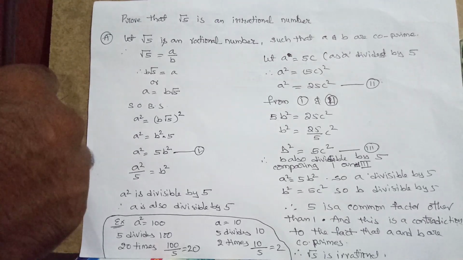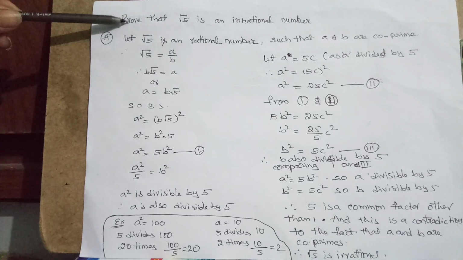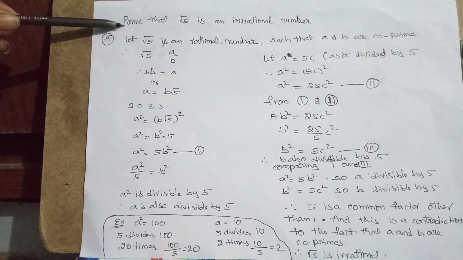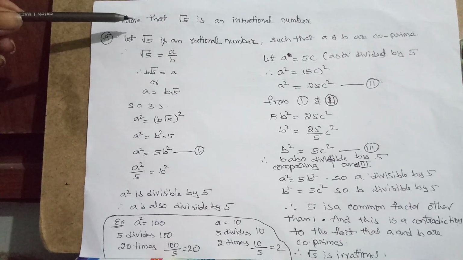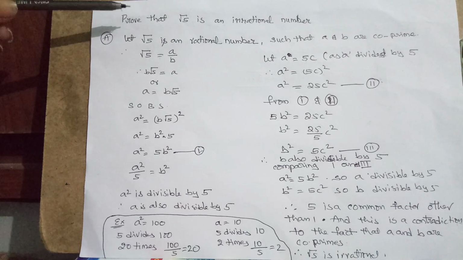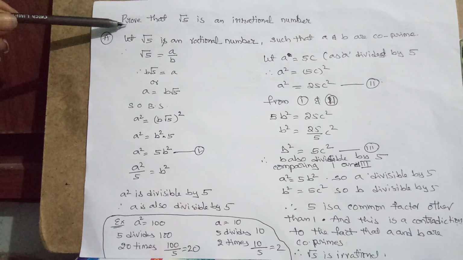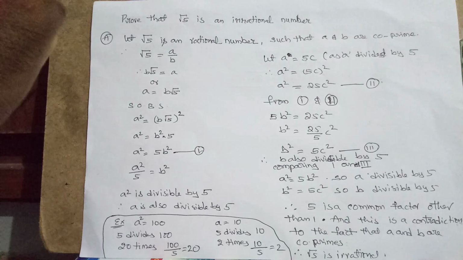Here we have to prove root 5 is an irrational number. Not only root 5, this is the method for root 2, root 3, root 7, root 5, whatever it may be. But we will take root 5 as an irrational number. Let us see.